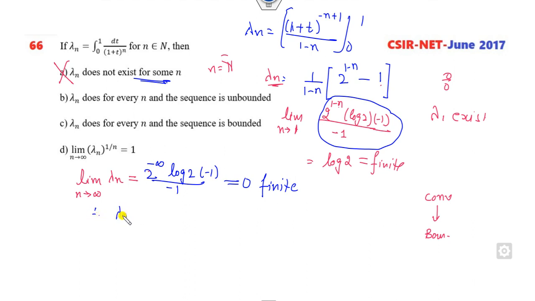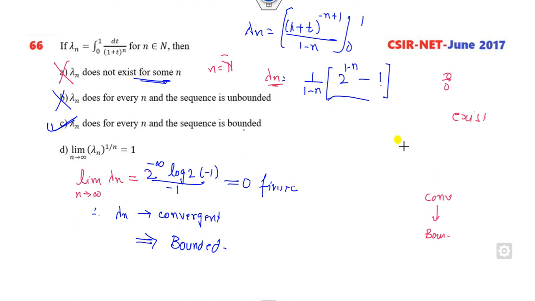It means the sequence is convergent. Once the sequence is convergent, it implies this is bounded. So once it's bounded, the third option is correct. The second option is cancelled.